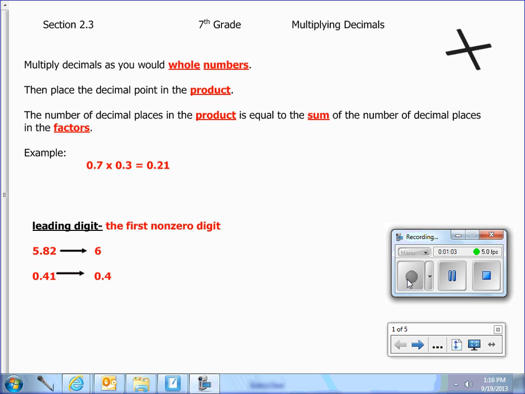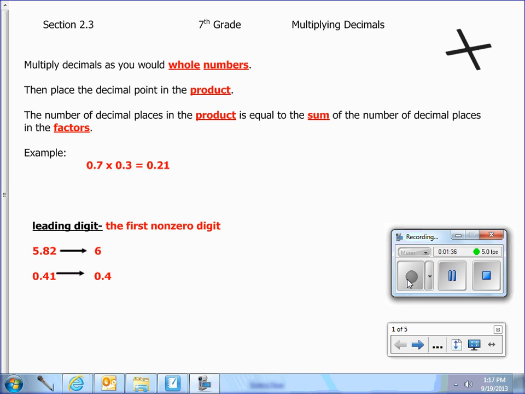But notice my term leading digit. If you are told to round to the leading digit, it is the first non-zero digit. So in this example of 5.82, what's the leading digit in that number? 5. So if we're asked to round that number, the 5 looks at the 8 and it rounds up. So if you're asked to round the leading digit, it will be 6.